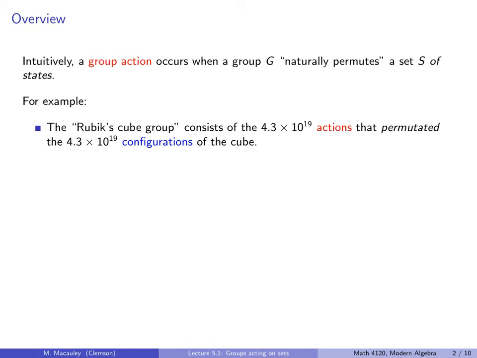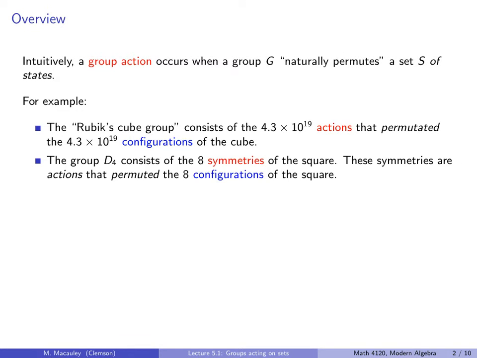So there's two things at play here. There's these actions and there's these configurations. We defined a group to be a collection of actions, but up to this point we've sort of ignored the idea of configurations, or we've acknowledged them, we just haven't done anything with them. Next, we have the group D4, which, as we know, consists of the 8 symmetries of the square. Now the symmetries are actions, and they permute the 8 configurations of the square.